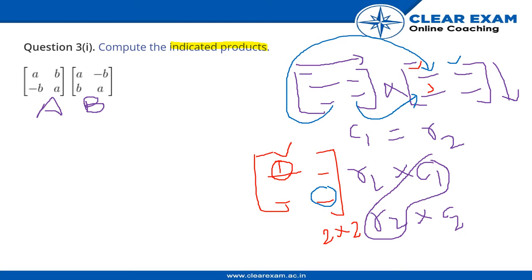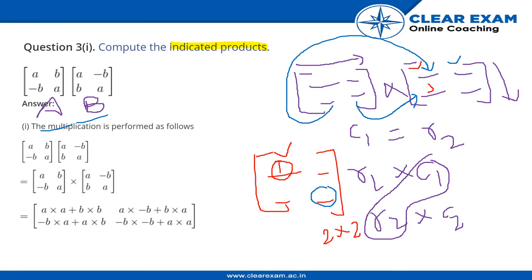So let us see the question now. We are given two matrices A and B, and we have to multiply them. Let us see the first step. Our first step is that we multiply A to A and B to B and add them. That's what they have done here. For finding the second element, we have to multiply A to minus B and this B to A. That's what they have done here.